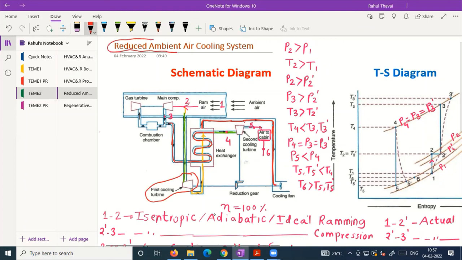So what is reduced ambient air? We are adding the first cooling turbine so as to cool the air which is supplied to the heat exchanger. This makes it different as compared to the simple air cooling system. If you remove this first cooling turbine, it becomes a simple air cooling system.